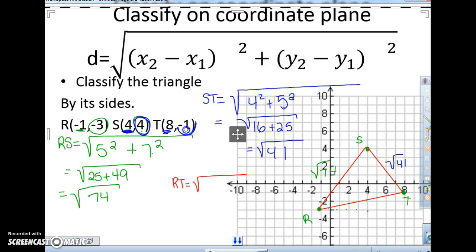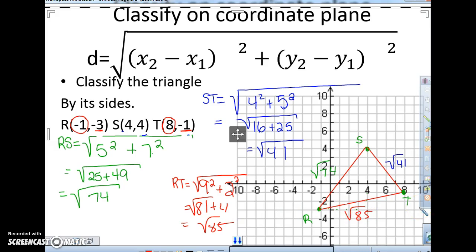Erase some of the scratches up here. So from R to T, all right, so we want to subtract our x's. So how far apart is -1 and 8 along a number line? 9, good. So this would be 9 squared plus, then we look at the y coordinates. -3 and -1 are how far apart on the number line? So 2 squared. We get the square root of 85.